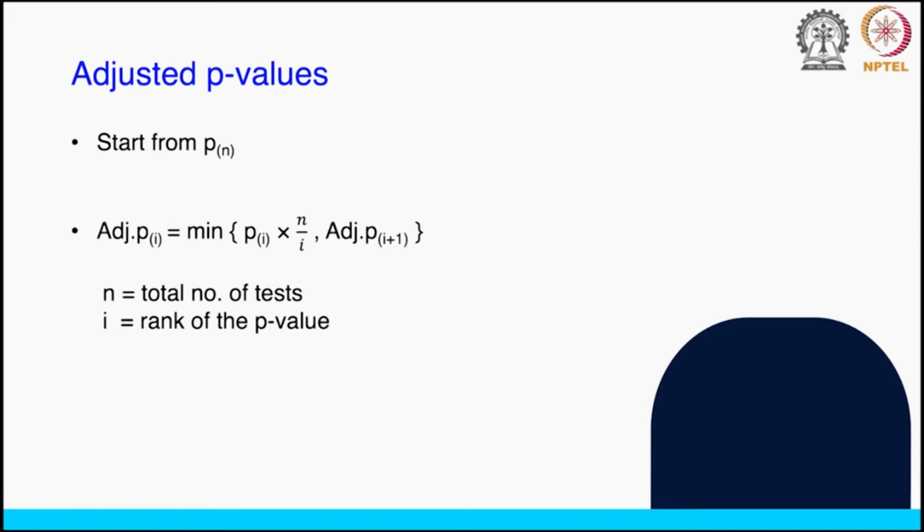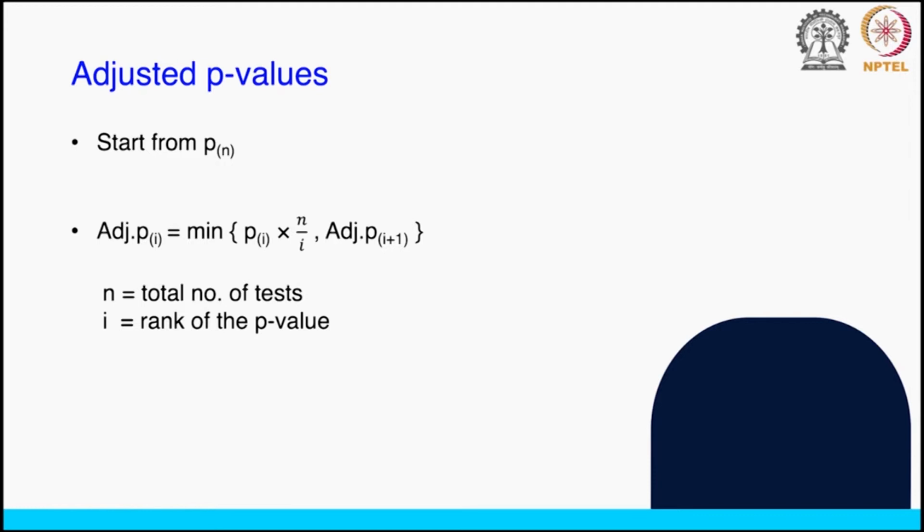So, if i is the rank of that p value, we multiply that with n, the number of statistical tests, divided by i, and then we also compare with p(i+1) and take the minimum of these two.